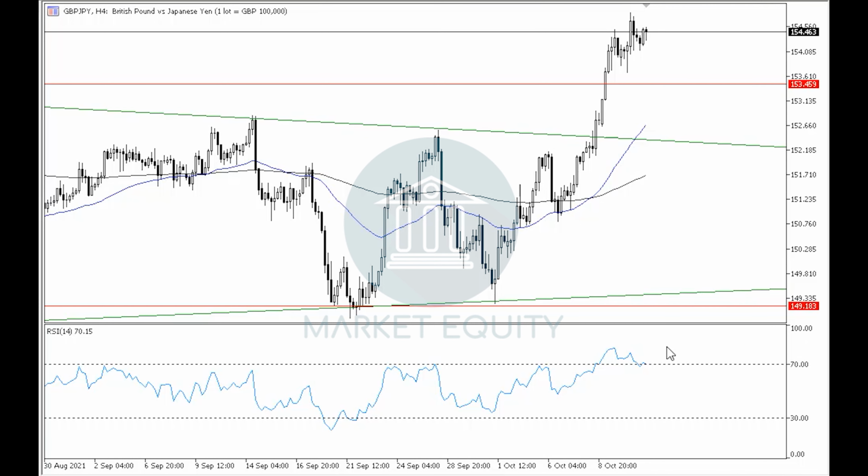If we notice the RSI indicator in the 4-hour time frame, then we can see that by moving around level 70 inside the overbought area, it supports the probability of rebounding downwards off of around the current levels in order to correct before continuing with the uptrend. That was it for the British pound versus the Japanese yen.